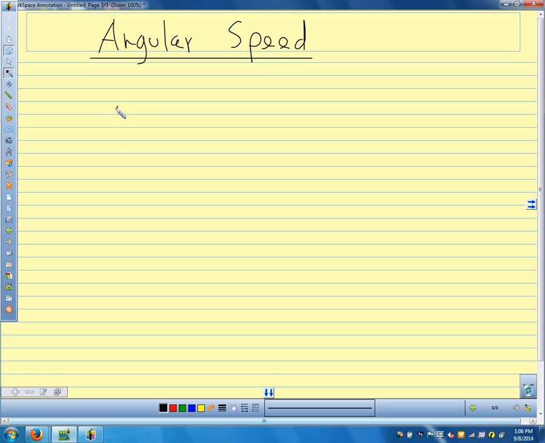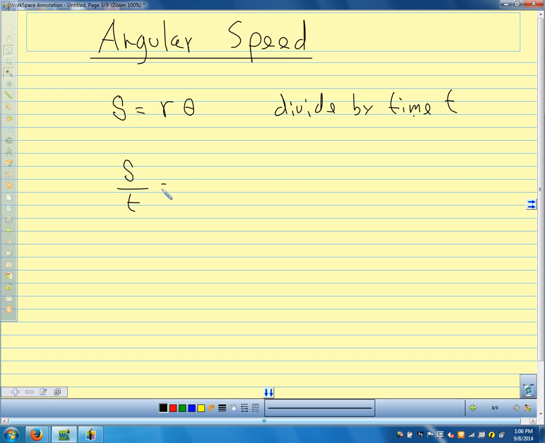So let's start with our arc length equation. We said that S equals R theta. I'm going to divide both sides by some time. We want to figure out how it's changing in time. So we divide by time t. So S over t equals R. Our radius isn't changing. We're talking about a circle. So theta over t. Theta, as if we're turning in the circle, the angle is changing in time.